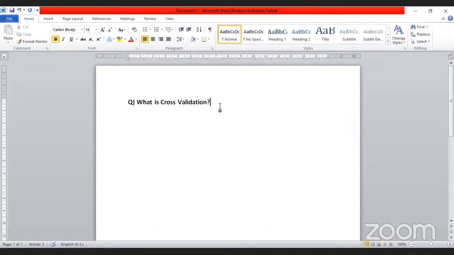Okay, so I just now again repeated what is cross validation. Cross validation is a statistical technique used for improving the model performance, right? The model will be trained and tested with rotation using different samples of the training data set, right? To ensure that our model will perform well, right?